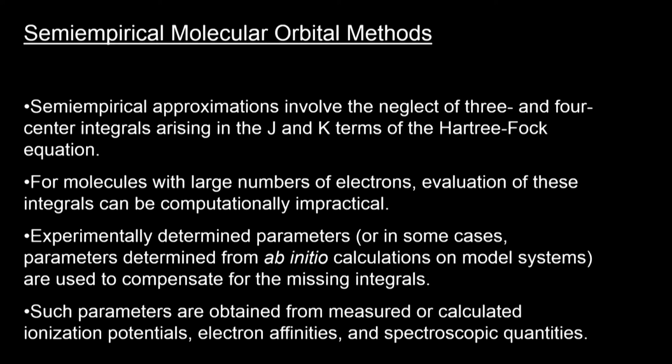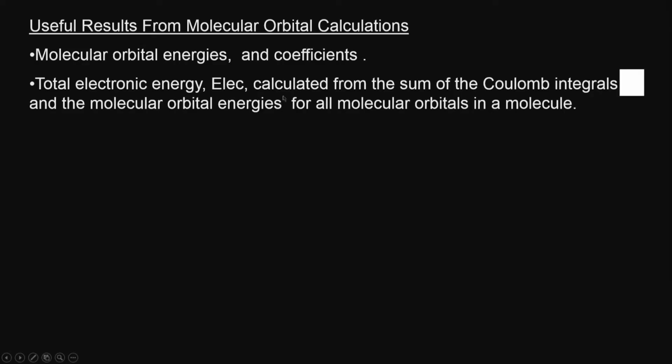So, what are the useful results? We can calculate molecular orbital energies and coefficients, we can calculate total electronic energy calculated from the sum of Coulomb's integrals, molecular orbital energies for molecular orbitals in a molecule. So, many things can be done. If I want to know what is the energy required for moving from one orbital to another orbital, okay, we can calculate using semi-empirical method. We can look at lowest unoccupied molecular orbital energy, we can calculate highest occupied molecular orbital energy. So, all these can be done using these methods, okay.